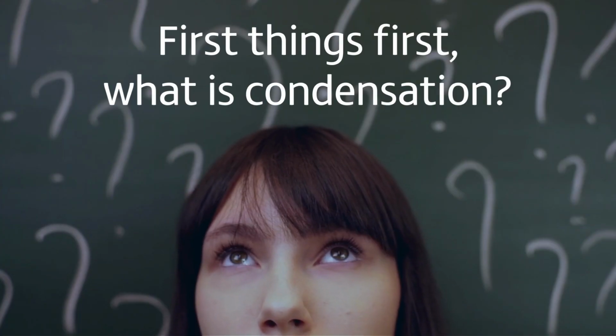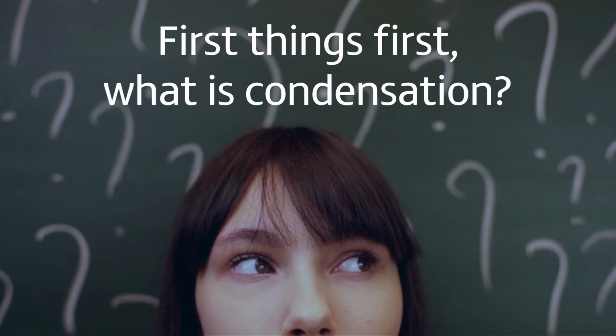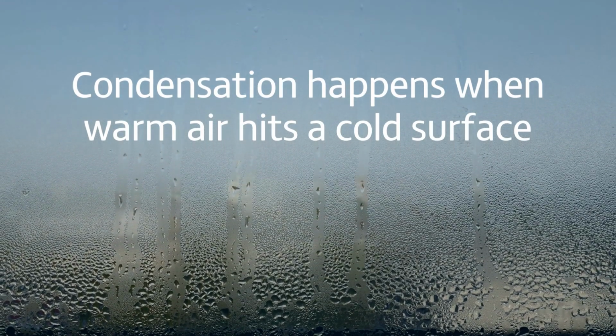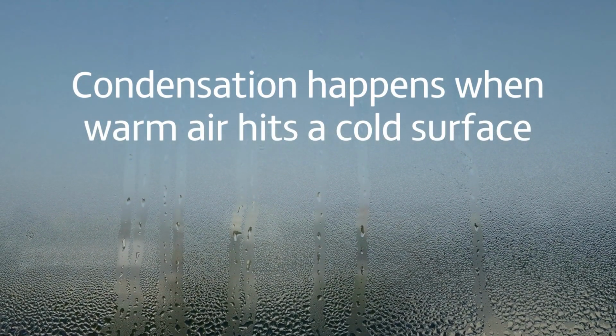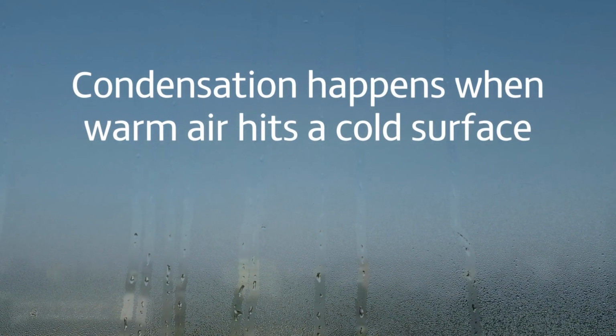This might seem pretty straightforward, but I just want to quickly cover what condensation actually is and what causes it. Knowing this can help you identify where it's happening in your property. So condensation happens when warm air in your home hits a cold surface like a window or an external wall. The air quickly cools and moisture is released into water droplets.